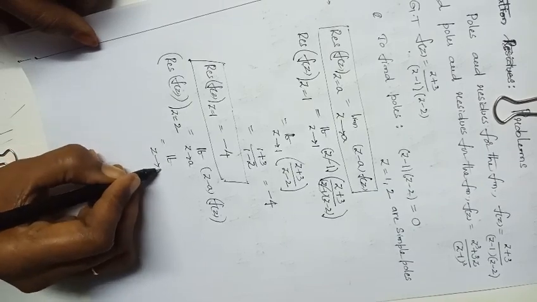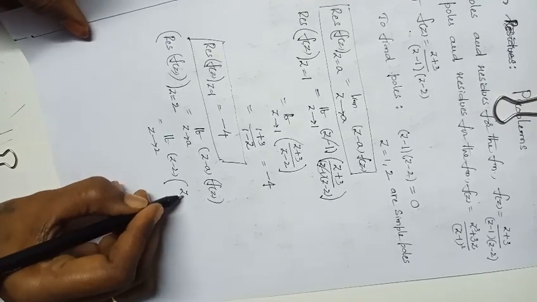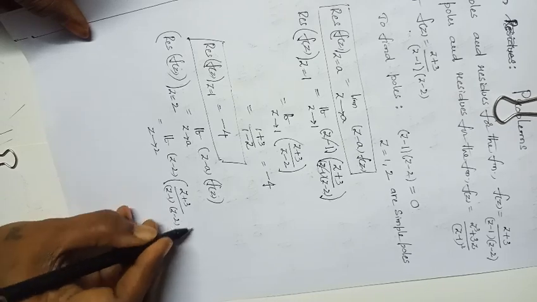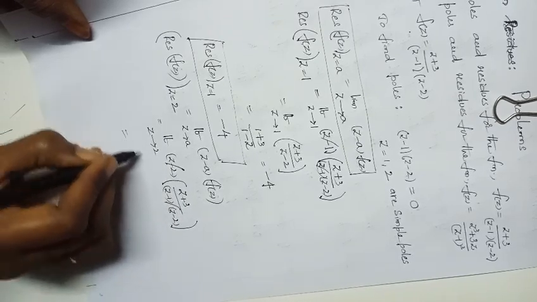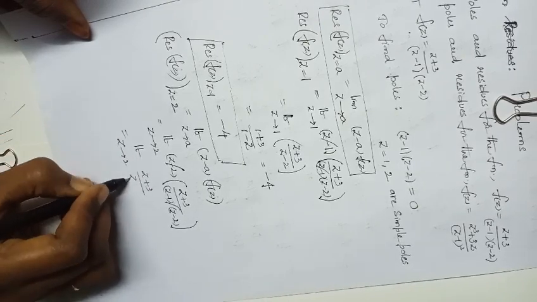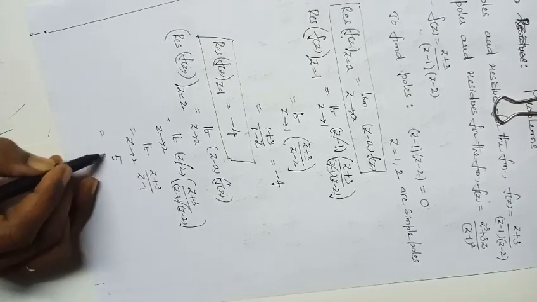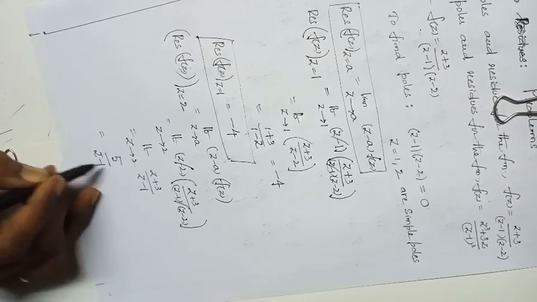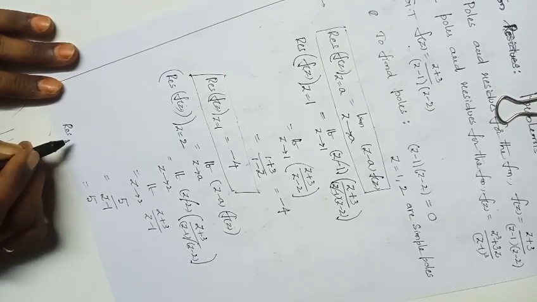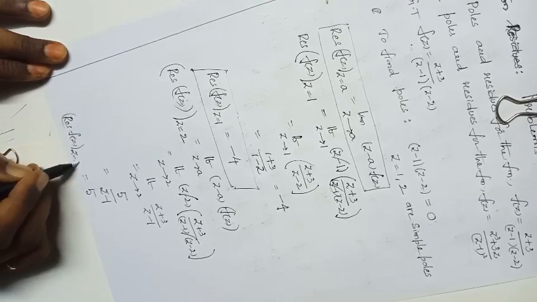Limit of z tends to 2 of (z minus 2) f(z), where f(z) is (z plus 3) by (z minus 1)(z minus 2). These two get cancelled. Now the limit of z tends to 2 of (z plus 3) by (z minus 1). You can substitute z equals 2, then 5 by (2 minus 1), totally 5. This is the residue of f(z) at z equals 2.